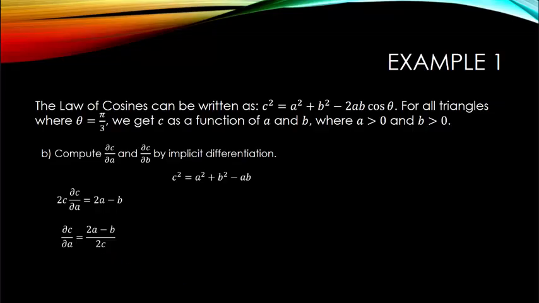Now I'm going to do the same thing, but take the derivative with respect to b. On the left, I get 2c times the partial derivative of c with respect to b is equal to 2b minus a. I divide through by 2c, and the partial derivative of c with respect to b is the quantity 2b minus a over 2c.